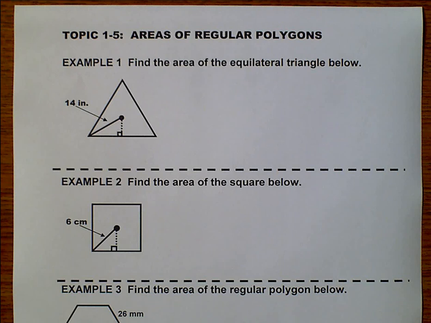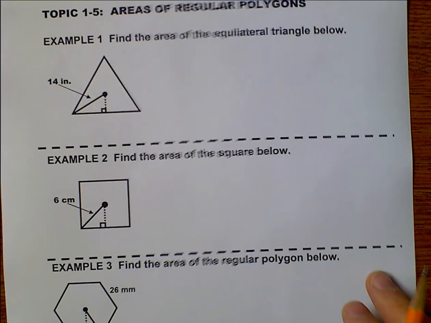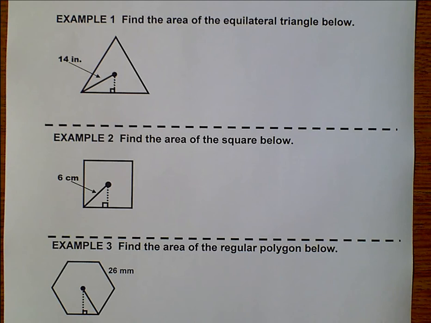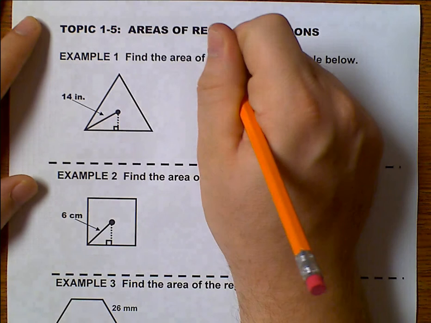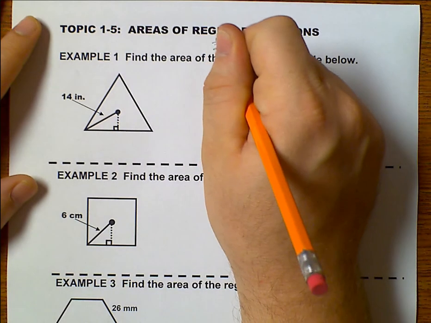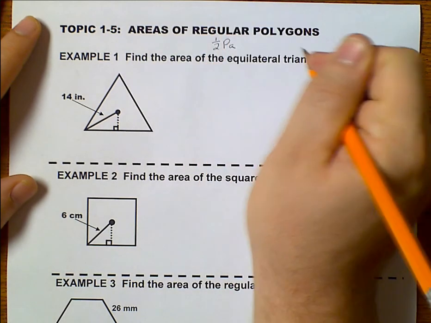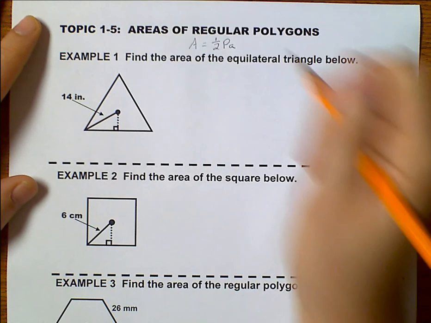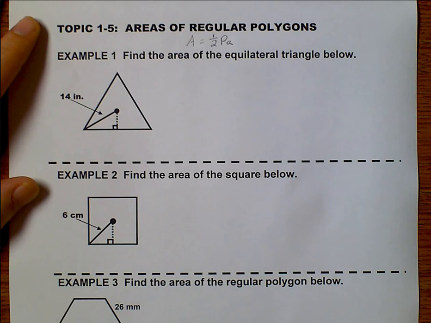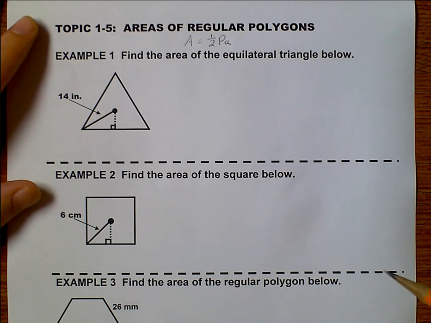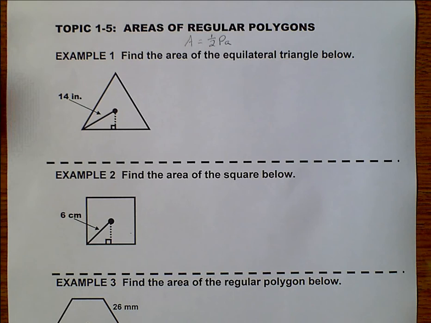Hello, this is topic 1-5 on the areas of regular polygons. I'm just going to quickly review how to find the area of these three regular polygons. The formula I'm going to be using is 1/2 the perimeter times the apothem. And even though there may be better ways to find the area for any particular shapes, particularly this square, I'm going to go ahead and use this formula so that you have practice understanding how to use it.